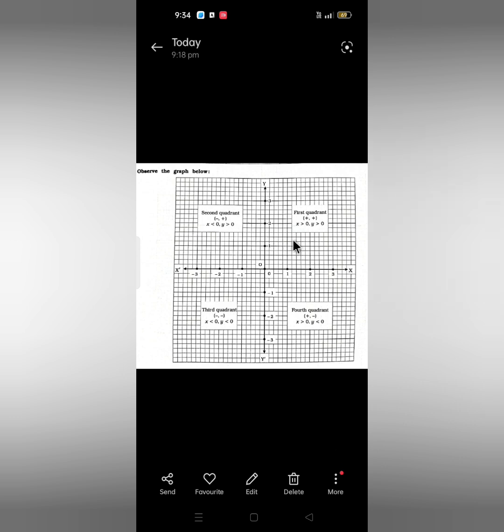This is the first quadrant. Here both coordinates are positive. This one is the second quadrant. Here the x coordinate is negative and the y coordinate is positive. This is the third quadrant. Here x and y are both negative. And this is the fourth quadrant. Here plus, minus, that means the x coordinate is positive and the y coordinate is negative.